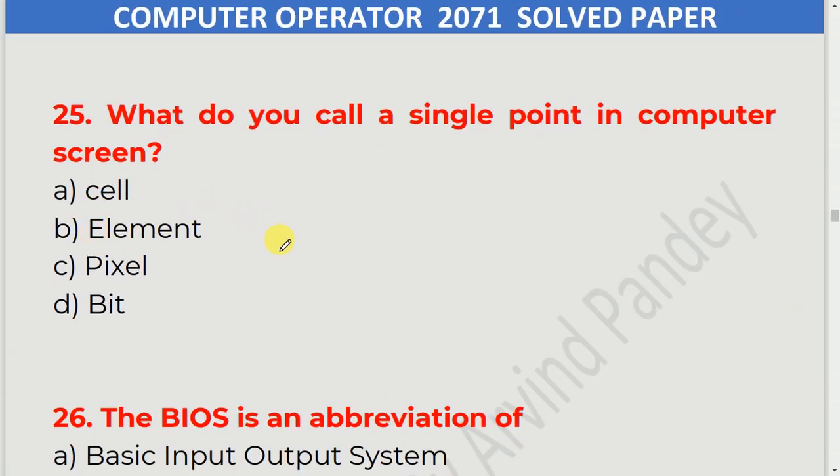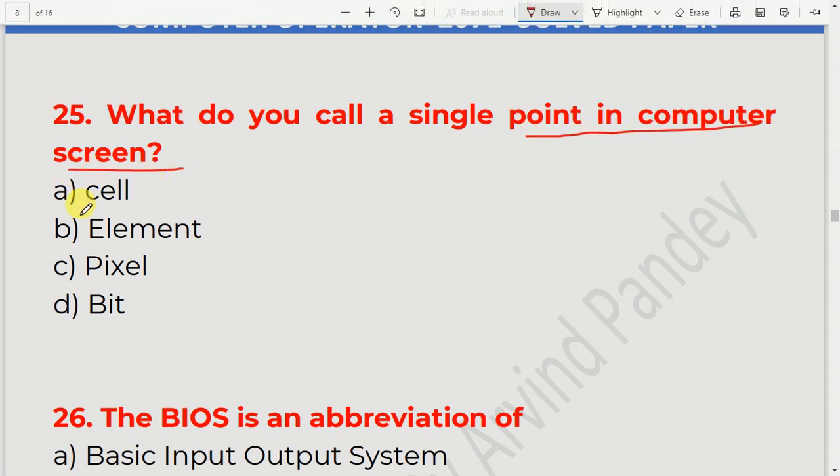Question number 25. What do you call a single point in computer screen? Option A cell, B element, C pixel, D bit, and the correct answer is option C pixel.